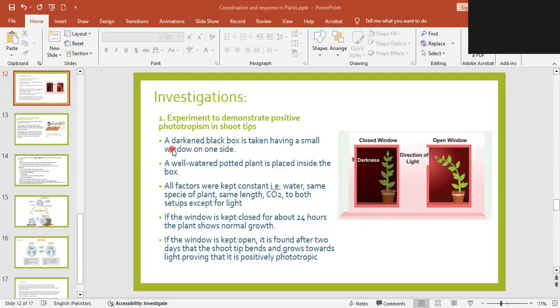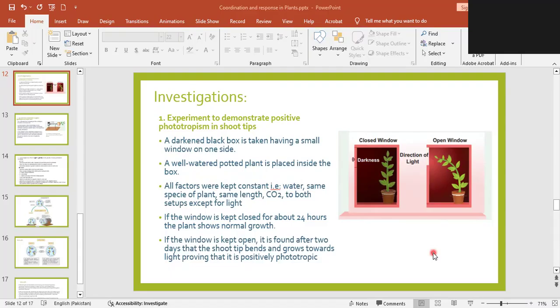A darkened black box is taken having a small window on one side. So these are the apparatus here: a black box with a slit or small window you have created. Now, what factors have you kept constant? A well-watered potted plant is placed inside the box, right? It means both plants would have the same amount of water, both would be of the same species and the same height. So you can see the comparison.